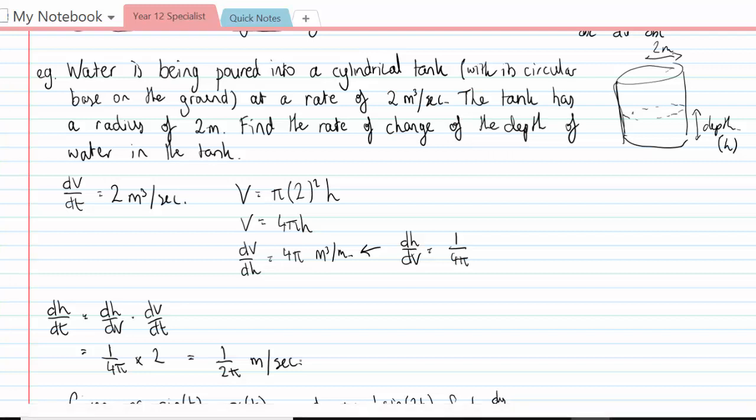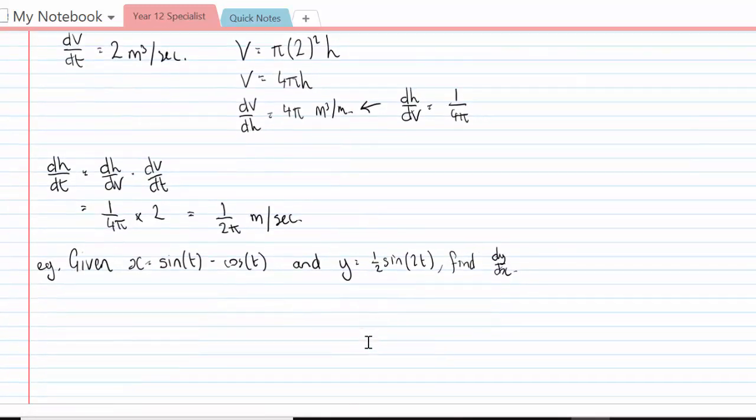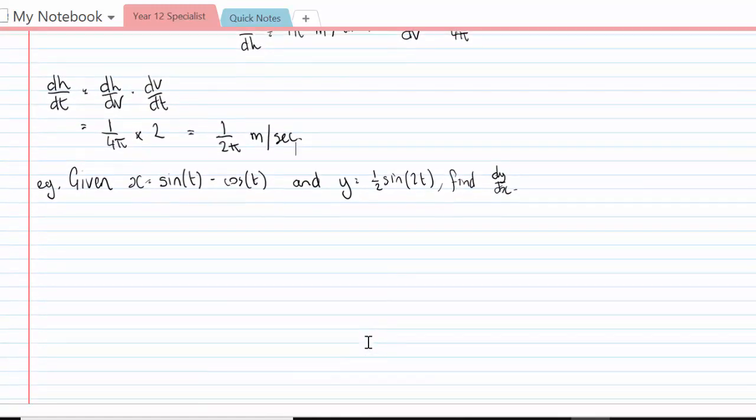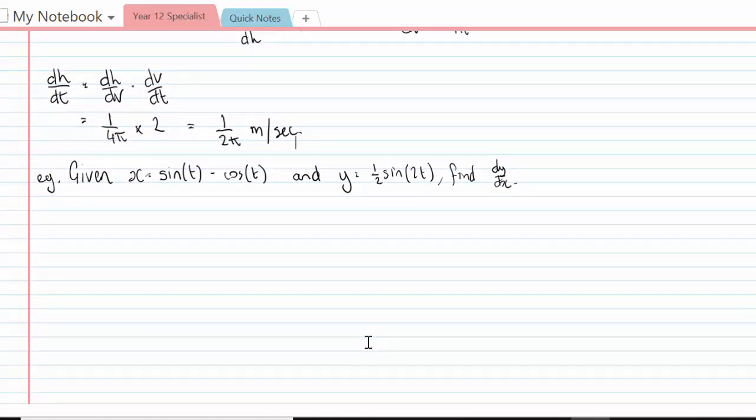Anyway, that's the first example. Second one, given x equals sine t minus cos t and y equals half sine 2t, find dy/dx. So this is a really nice application of parametric equations. We have the x component and the y component, both in terms of t. Well, that's all right. I'm just going to differentiate each of these separately.